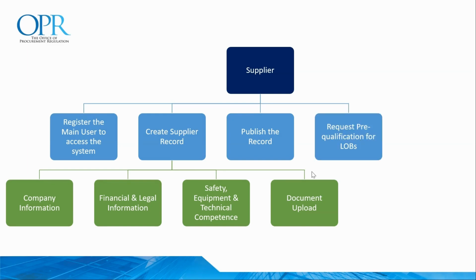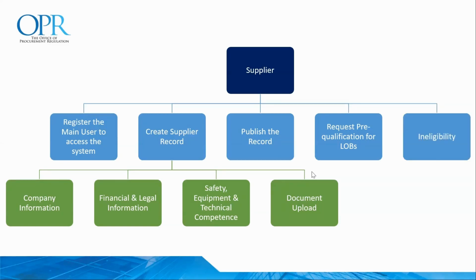So once the record has been published, the next step is that the supplier will be able to request pre-qualification by particular lines of businesses and value categories. And the lines of businesses, as you may recall for those who would have attended the previous sessions, would be the UNSPSC codes, which we conducted in those previous sessions in July and August.